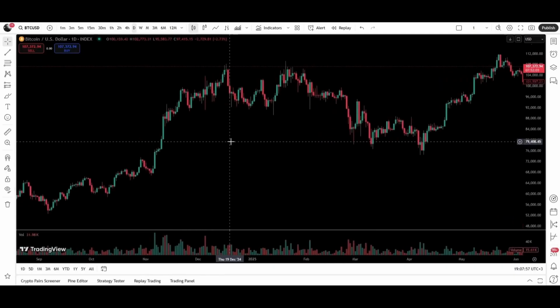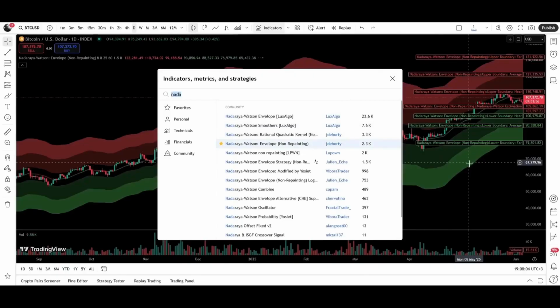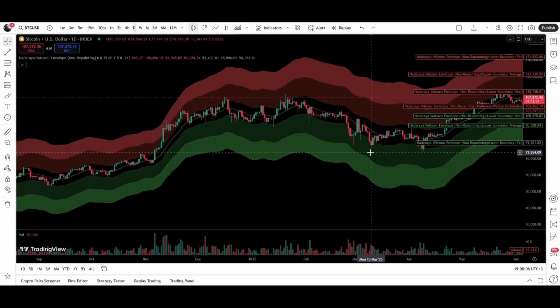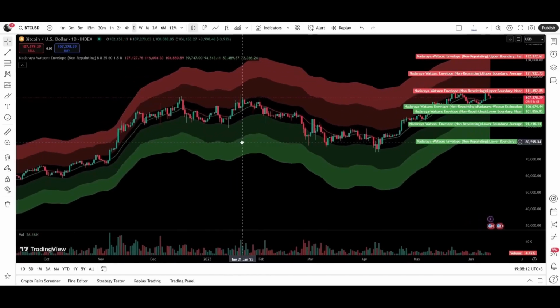Alright, let's get started. We've opened the TradingView platform. Go to the indicators section and type in Nadaraya-Watson Envelope non-repainting. Select this indicator. As you can see, a lot of different values, clouds, and some kind of middle line have appeared. Now, let's see how you can actually use it.